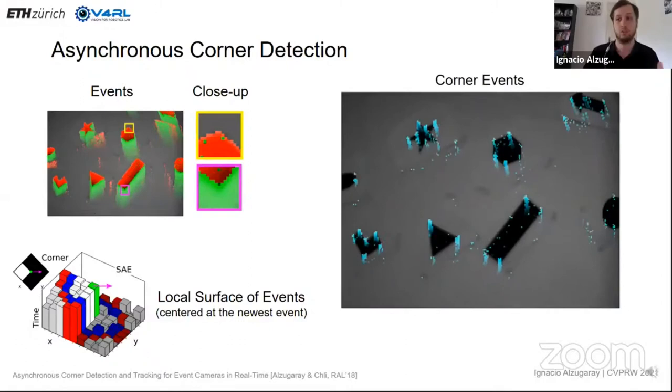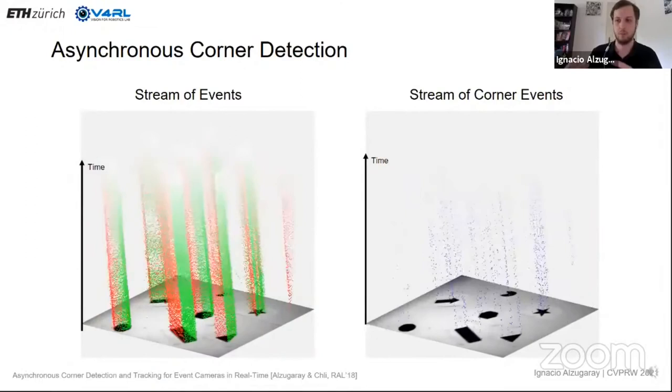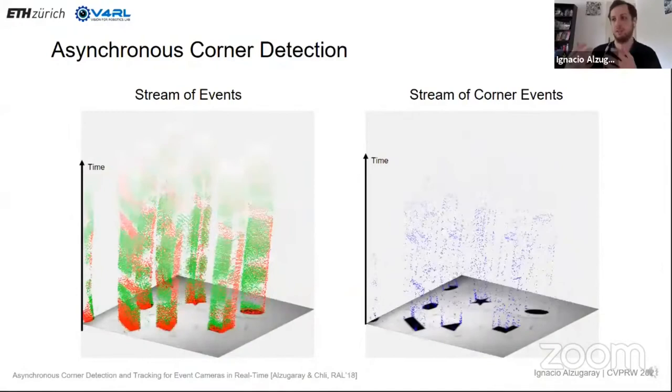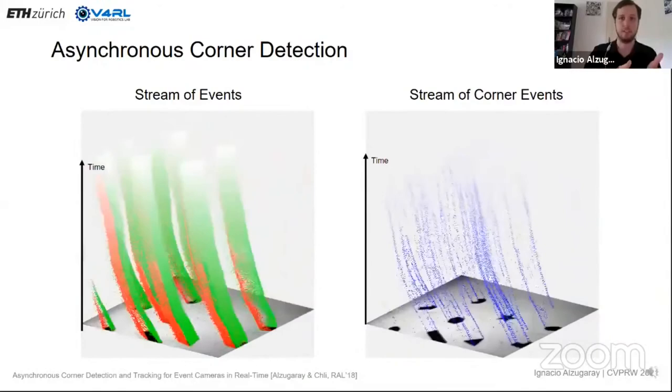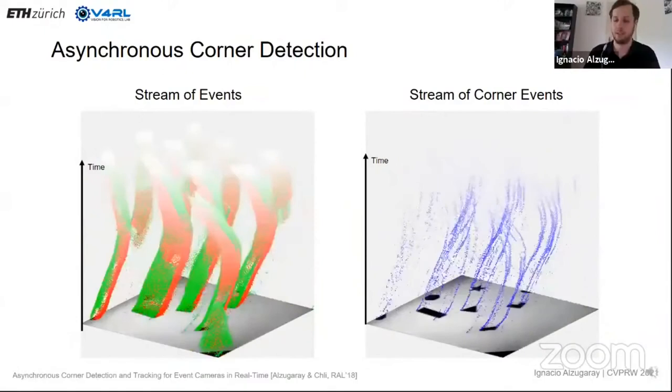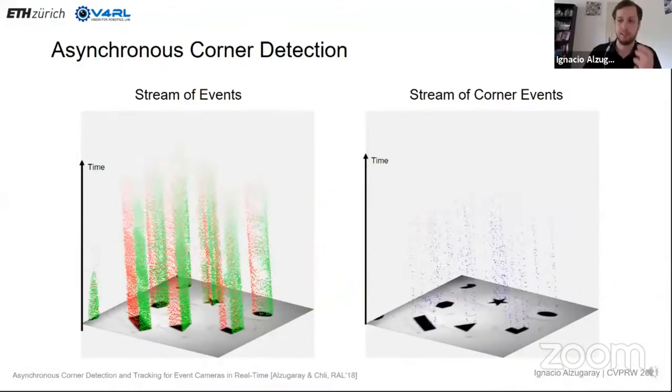The important thing is that we are doing this as soon as the events are generated. So there is no latency between the generation of the events and the classification of this event as a corner or not. And you can see that from the initial stream of events that is already quite sparse, we get an even sparser event stream of corners. Most importantly, we are still inheriting the temporal resolution of the original stream.